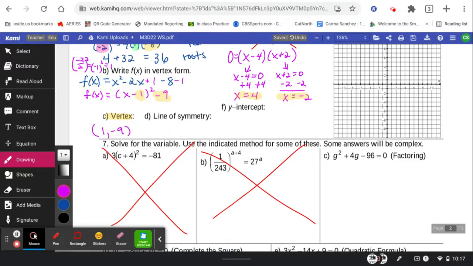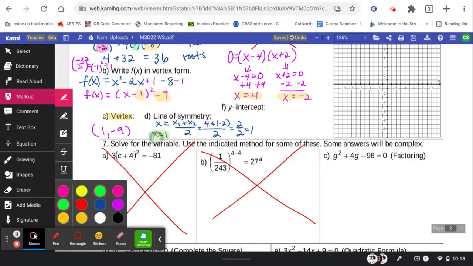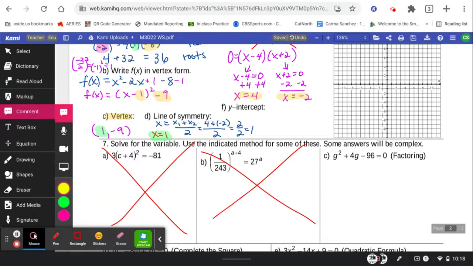My line of symmetry is the middle of the 2 roots, my average of the roots. So I'm going to go over and get those numbers. I'm going to take the first root, x1, add the second root, and divide by 2. So 4 plus -2 is 2, divided by 2 is 1. My line of symmetry is x equals +1. And in fact, without even doing that work, didn't I already know that if I knew the vertex?